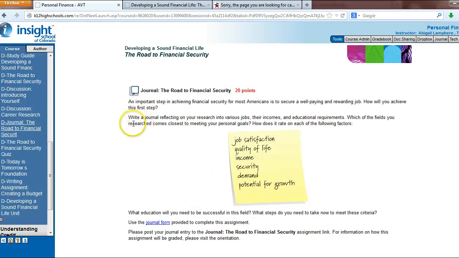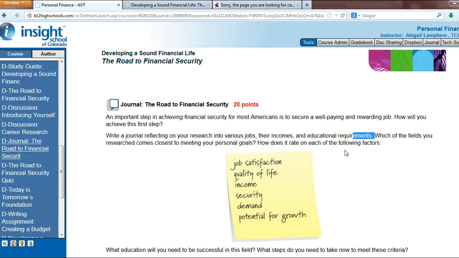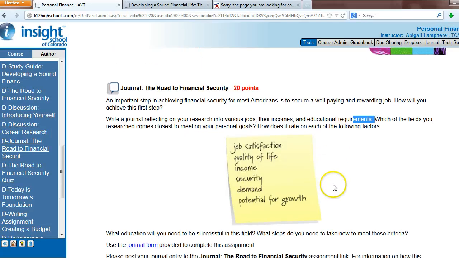This first assignment is basically a journal entry based on some of the information you posted in the discussion. So write a journal reflecting on your research for the various jobs, their income, and educational requirements. Let me zoom in a little bit here. How much schooling is it going to require from you? How much is that schooling going to cost you? Is that going to be affordable for you to pay off once you're done with school and working in that career?